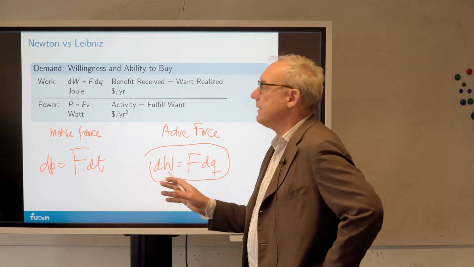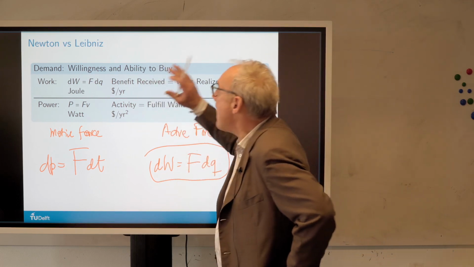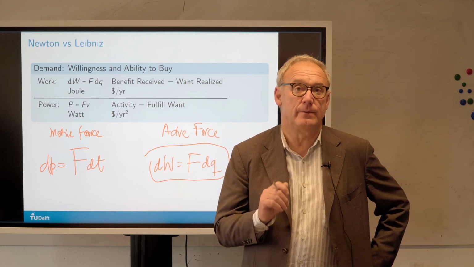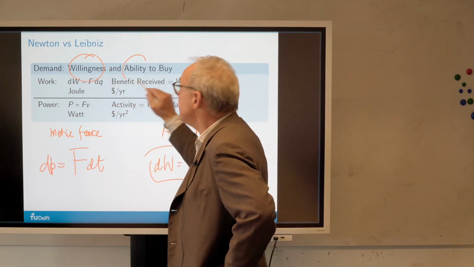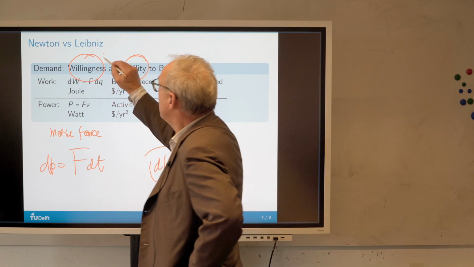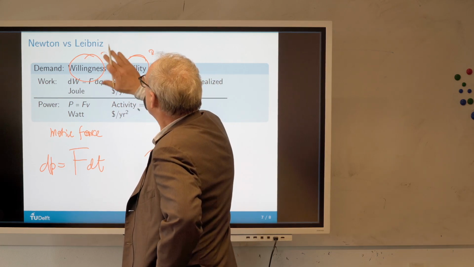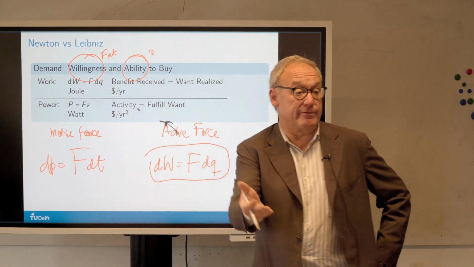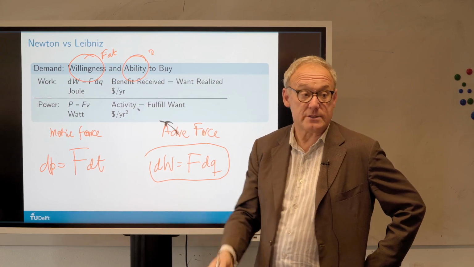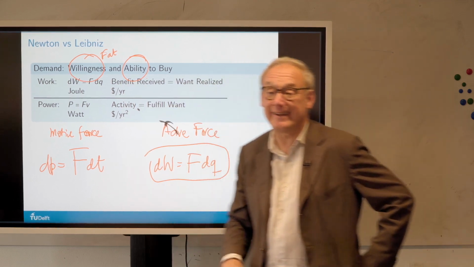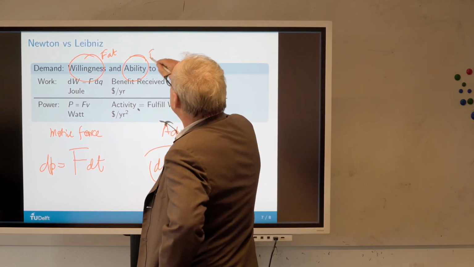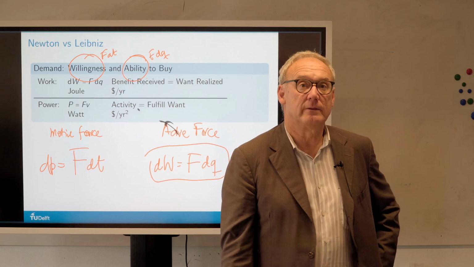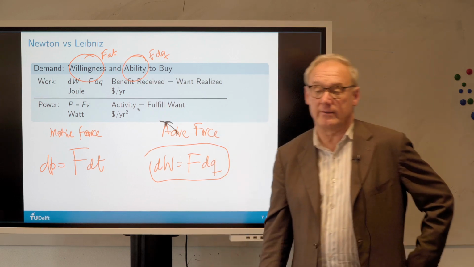Demand, by economists, if you look it up, is defined as the willingness and ability to buy. The two words here are the willingness and the ability. This thing we already know. That is your want over a time interval, dt. That's your willingness. But your ability is quite different. That is your want as you've exercised it, or realized it by buying something. Another way of saying it is you're fulfilling your want.